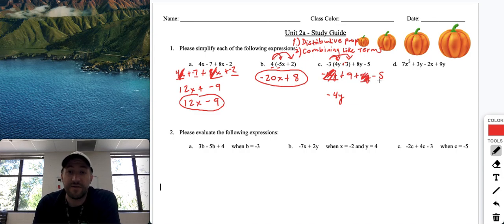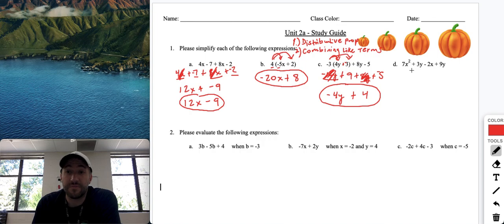So now I have 9 minus 5. Or if you wanted to, that could be 9 plus negative 5. Same thing either way, whatever you're more comfortable with. 9 plus negative 5, that gives me positive 4. So that's how I combine like terms and use the distributive property in the same expression. All right, let's look at the next one.